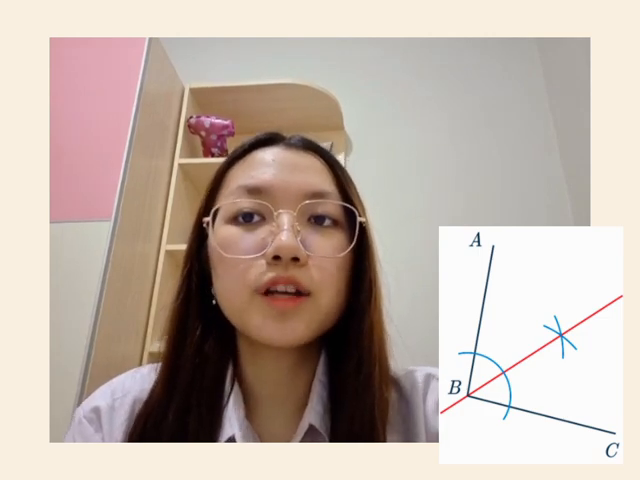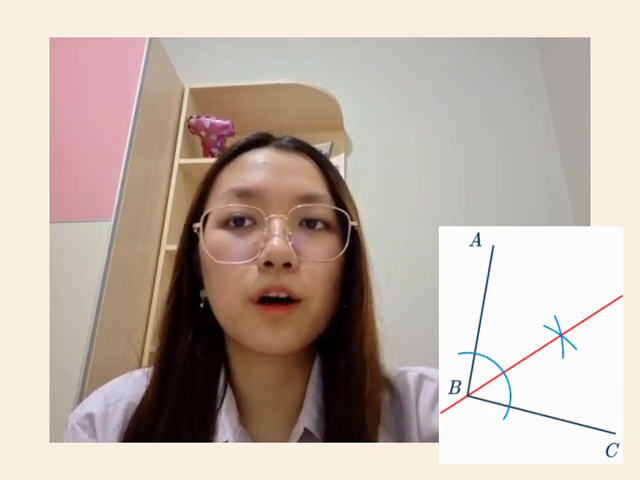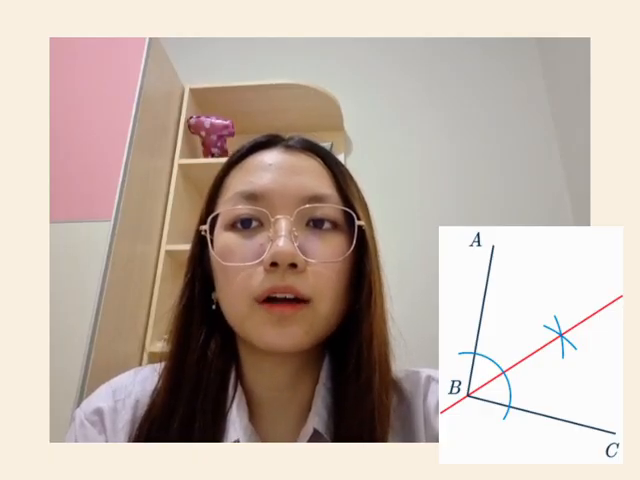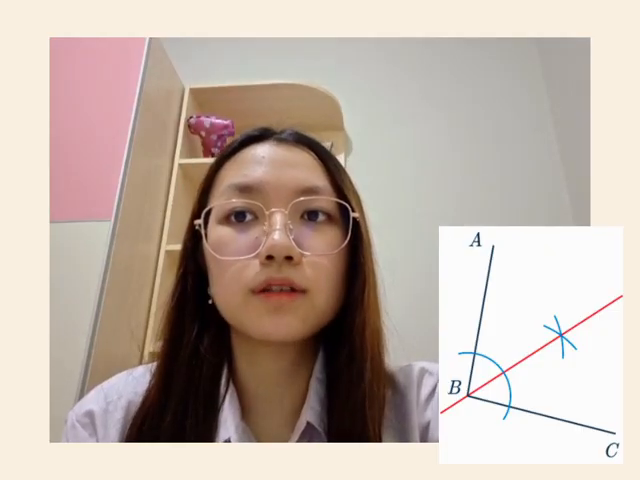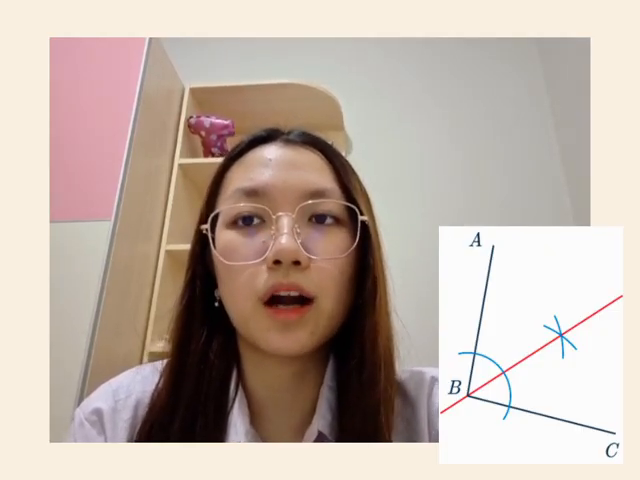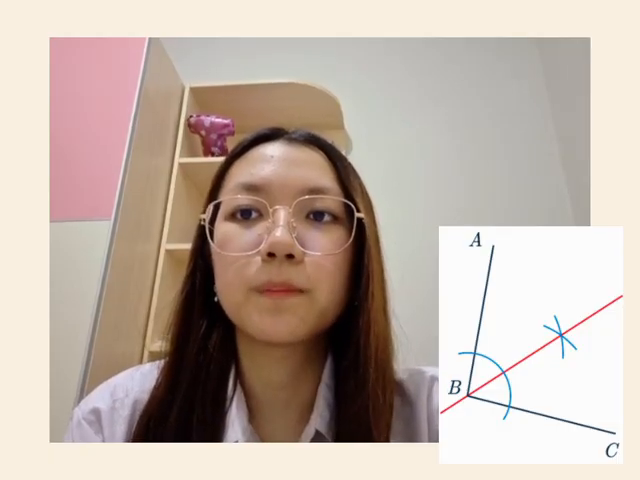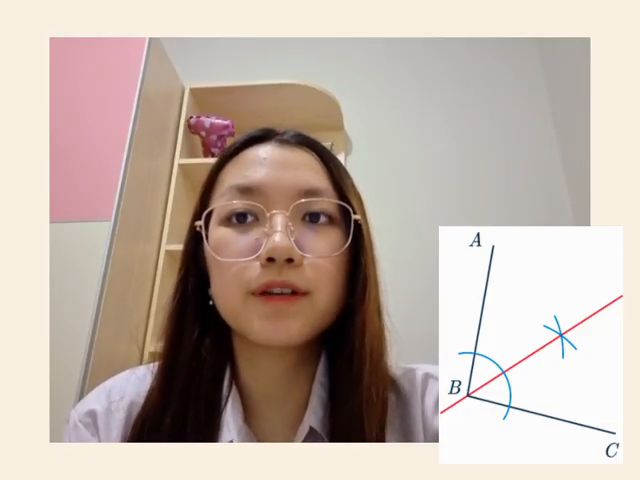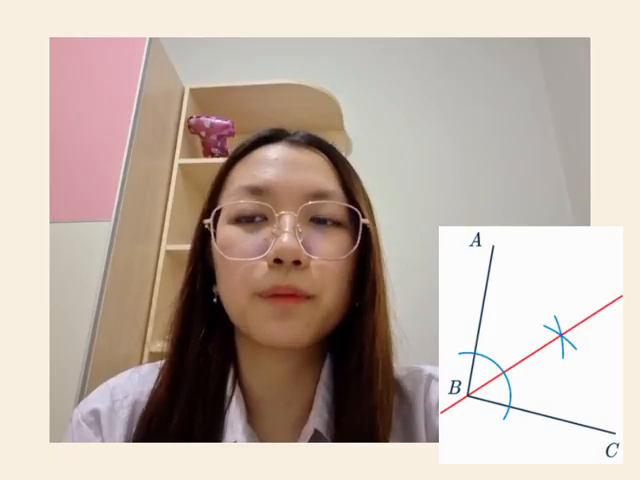First, place your pair of compasses on the corner where the two lines meet, and draw an arc that passes through both lines. Place your pair of compasses on the two crossing points of the blue arc and draw a small arc, shown in blue. With your pair of compasses at the same length, repeat the previous step from the other crossing point.